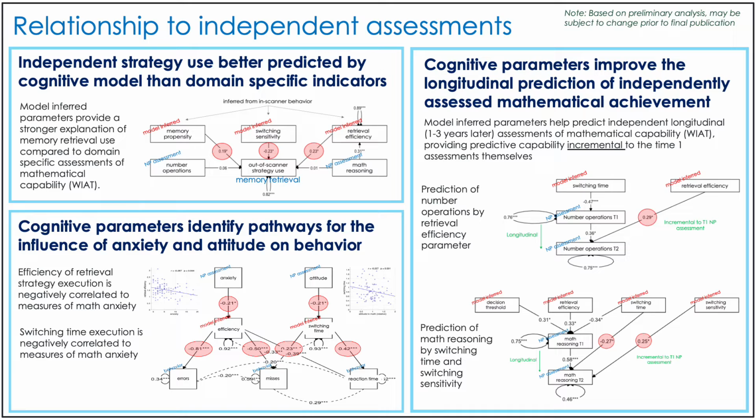Next, we show that the model parameters predict independent assessments of strategy use better than external measures of mathematical capability. We identify the pathways via which math anxiety and attitude to mathematics may affect behavior, namely by affecting the efficiency of retrieval and the switching time, which is the time at which a probabilistic decision is made on whether to switch from an autonomous retrieval-based response to an alternate strategy.